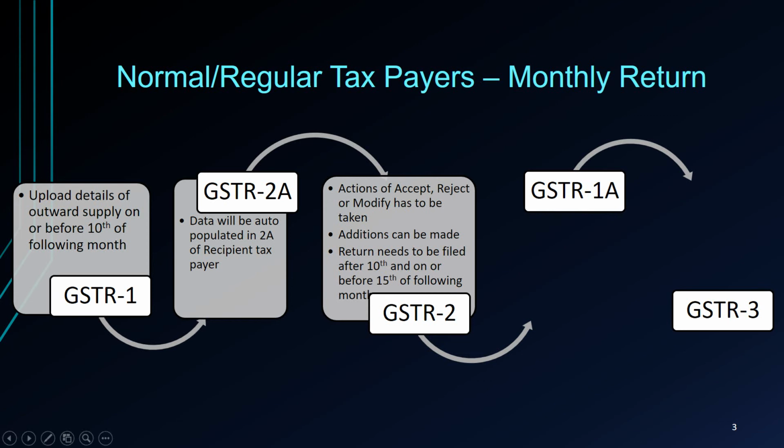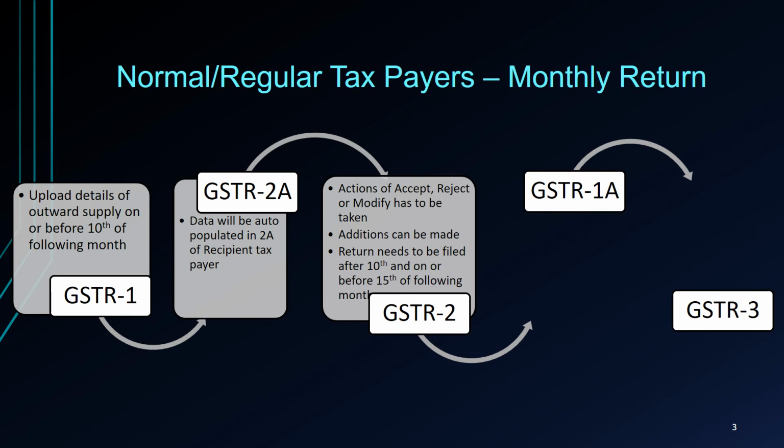You have a choice to reject some records, you have a choice to modify, and you can make additions if any records are missing. This activity you would be doing from the 10th of a month to the 15th. On the 15th, the due date is for filing of GSTR 2.